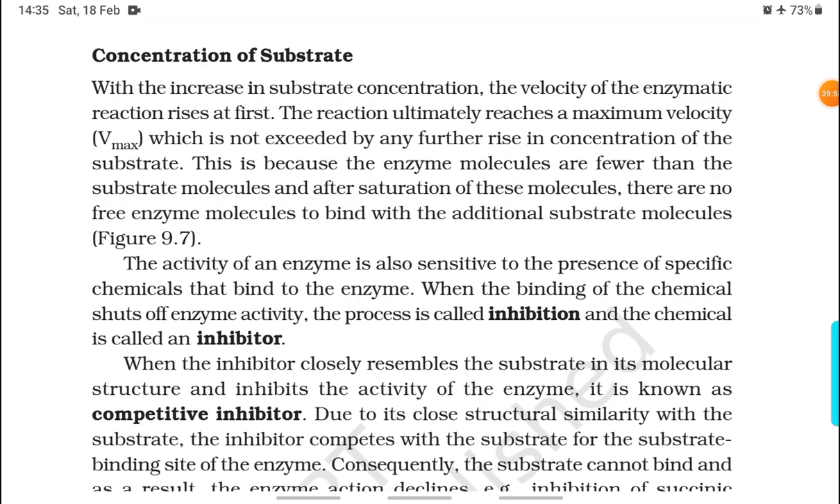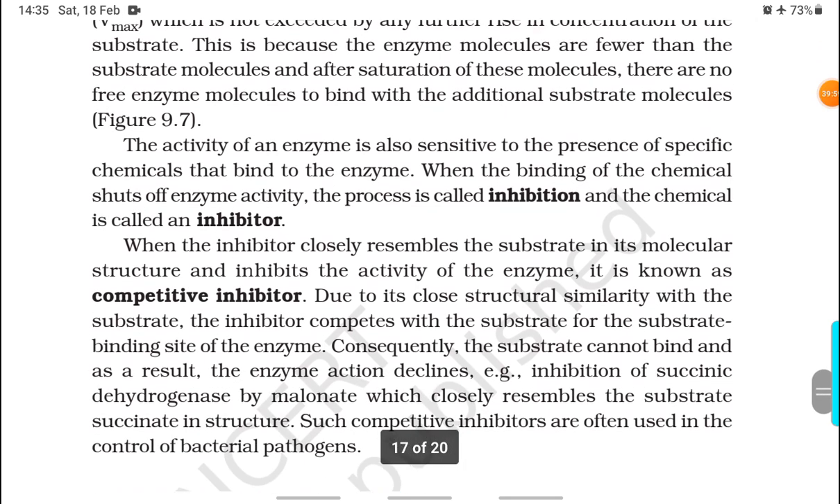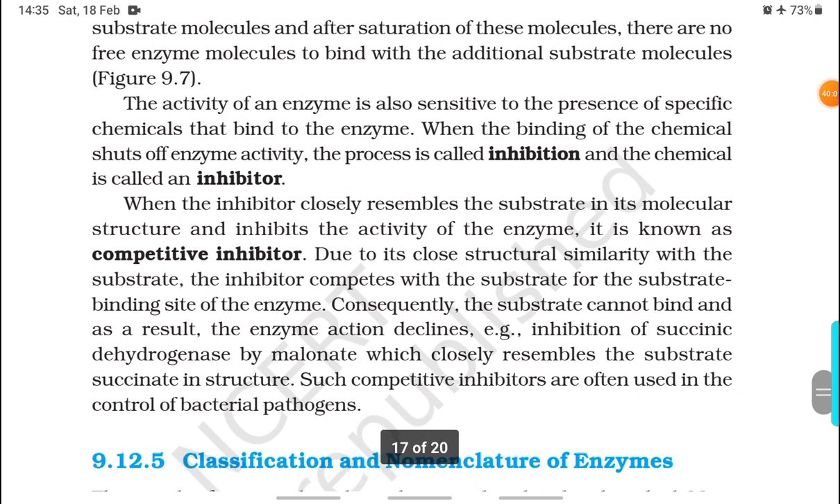The activity of the enzyme is also sensitive to the presence of specific chemicals that bind to the enzyme. When binding of the chemicals shuts off enzyme activity, the process is called inhibition and the chemical is called the inhibitor. When the inhibitor closely resembles the substrate in its molecular structure and inhibits the activity of the enzyme, it is known as a competitive inhibitor.